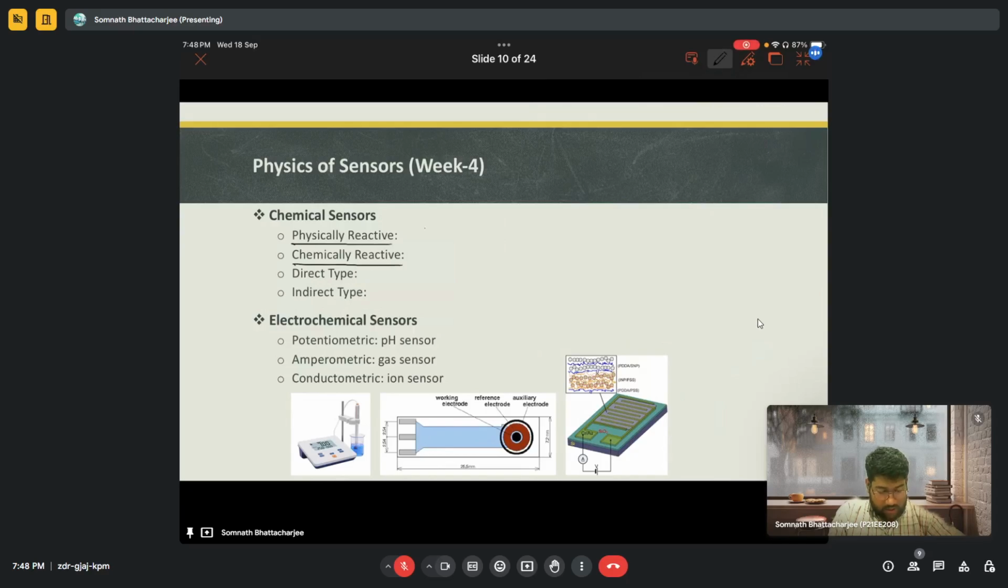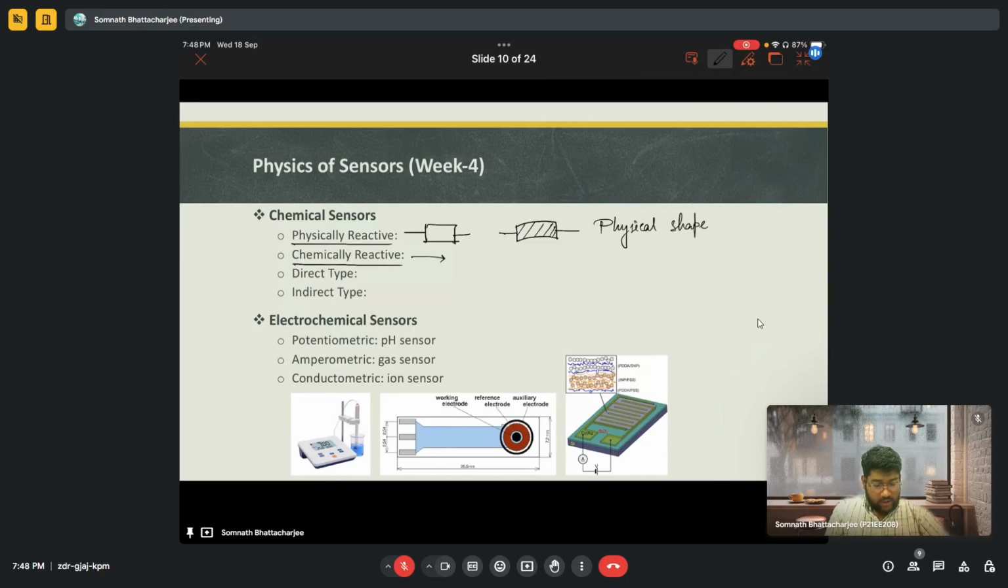Physically reactive sensors change their shape. Like if it is a sensor based on the pressure applied on it, it may bend like this. Based on this bending, we can say it is a physically reactive sensor, where based on some natural phenomenon it changes its physical shape. So, a change in physical shape.